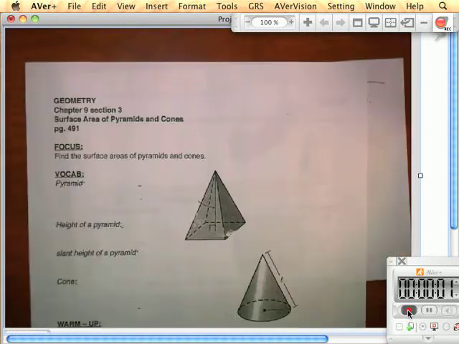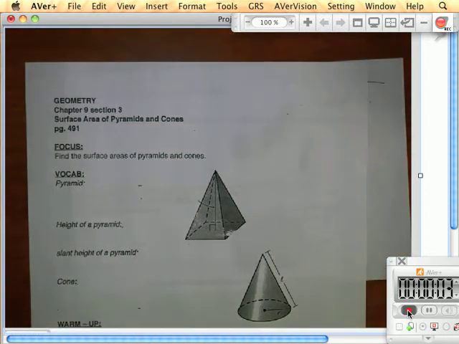So yesterday we did surface area of cylinders and prisms. Today we're talking about surface area of pyramids and cones.